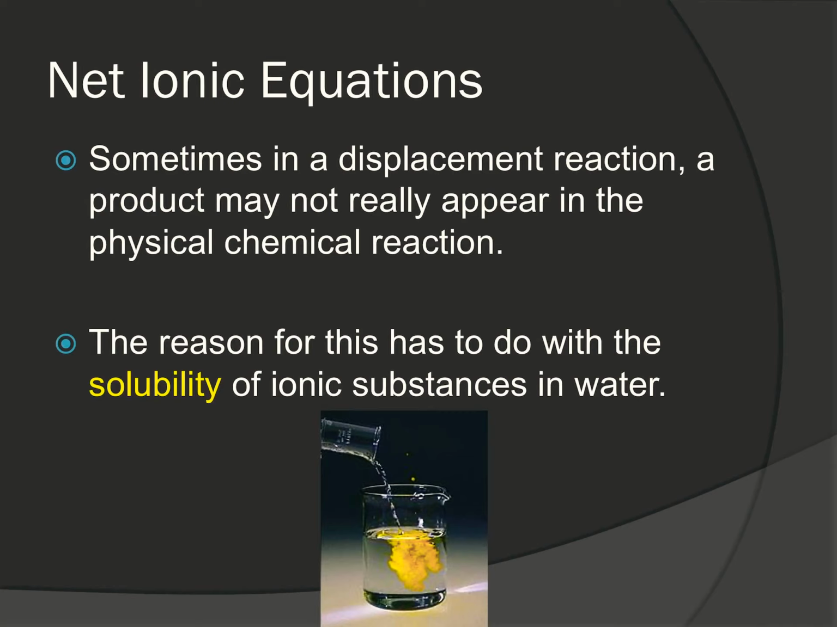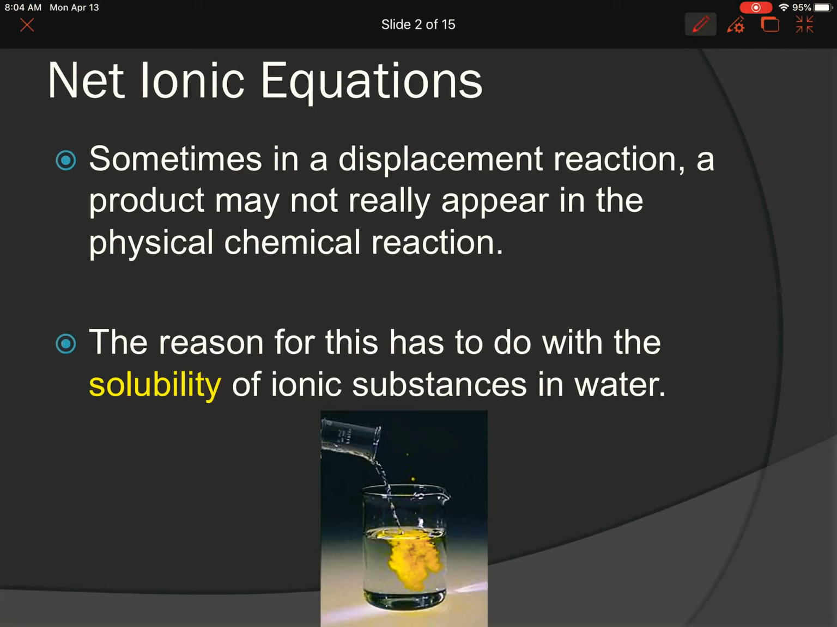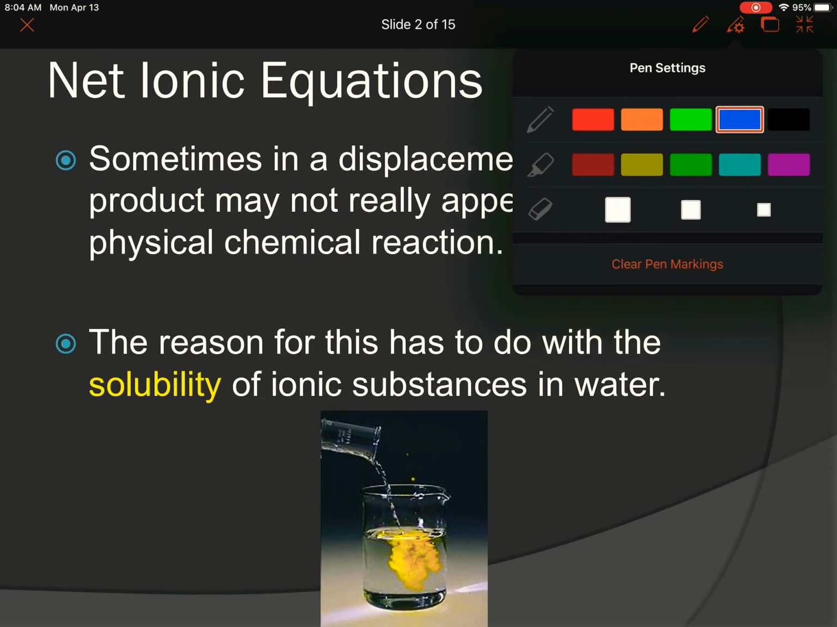So sometimes when you're mixing solutions and you get what's called a displacement reaction, a product may not really appear in the physical chemical reaction. And the reason for this has to do with the solubility of ionic substances in water. So there's a picture right here showing the formation of a yellow precipitate. You've seen this demo before in our class way back at the beginning of the semester.